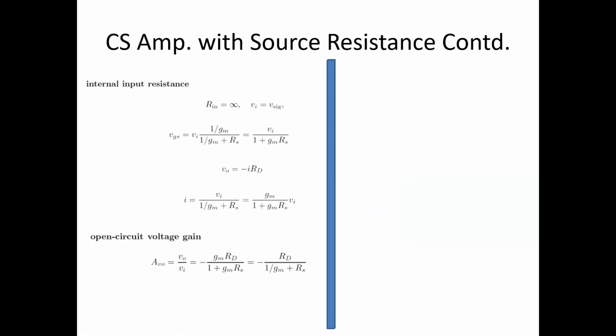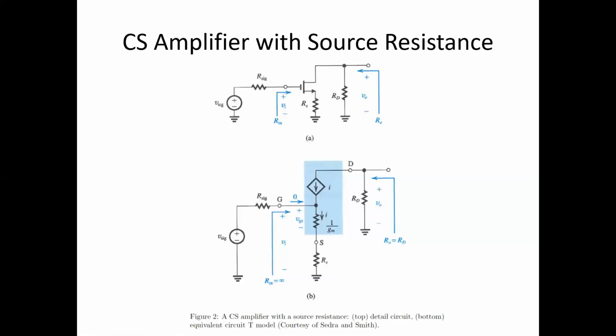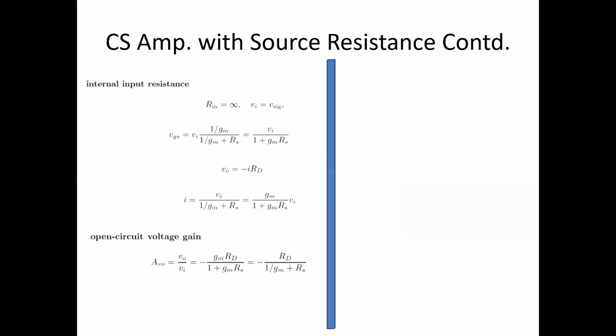Because of the same thing, we see that the value of Vi will be the same as Vsig itself, because Rin is infinite. So Vi will be equal to Rin divided by Rin plus Rsig multiplied by Vsig. Already in the last class, we have seen this in the characterization of amplifier. And because Rin is infinite, in the limiting case, Rin divided by Rin plus Rsig will become equal to 1, and hence the value of Vi will be equal to Vsig.